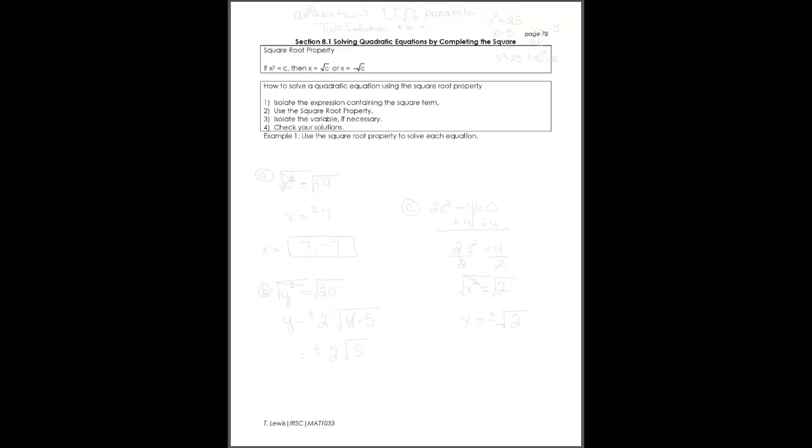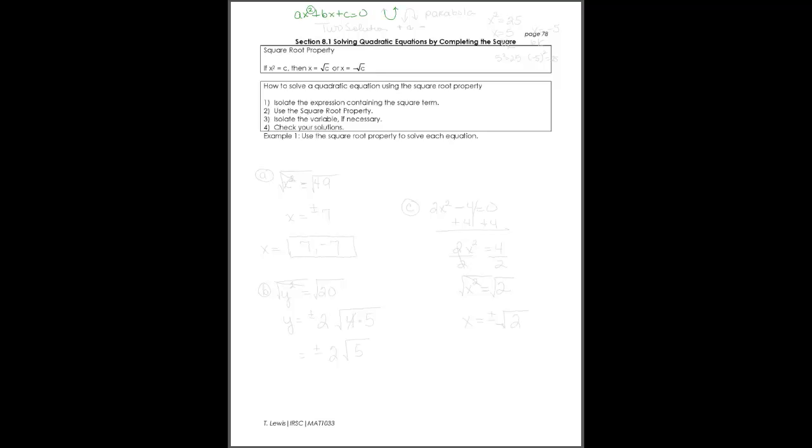Our next section, solving quadratic equations by completing the square. In this section, we're looking at quadratic equations. And remember, what makes a quadratic equation is the power of 2, the exponent. This is the standard form for a quadratic equation. And because the highest power is 2, it makes it quadratic.